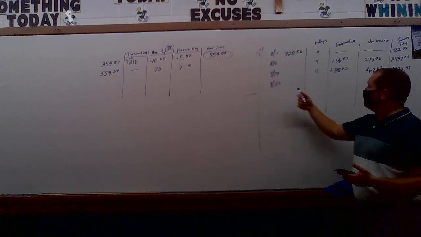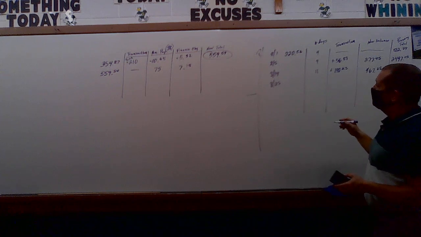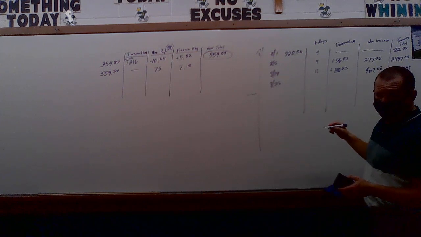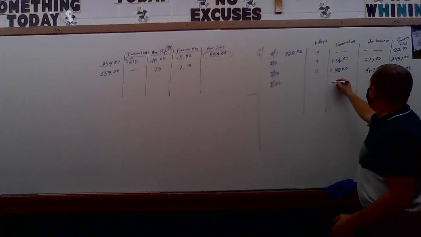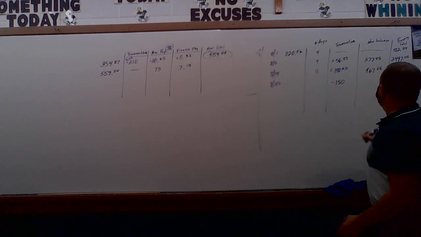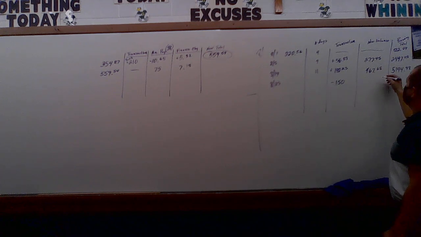$5,144.48. How many cents? 48. Thank you very much. Next, on 8.25, what was my transaction? Payment of 150. Minus 150. So now I'm going to subtract 150.